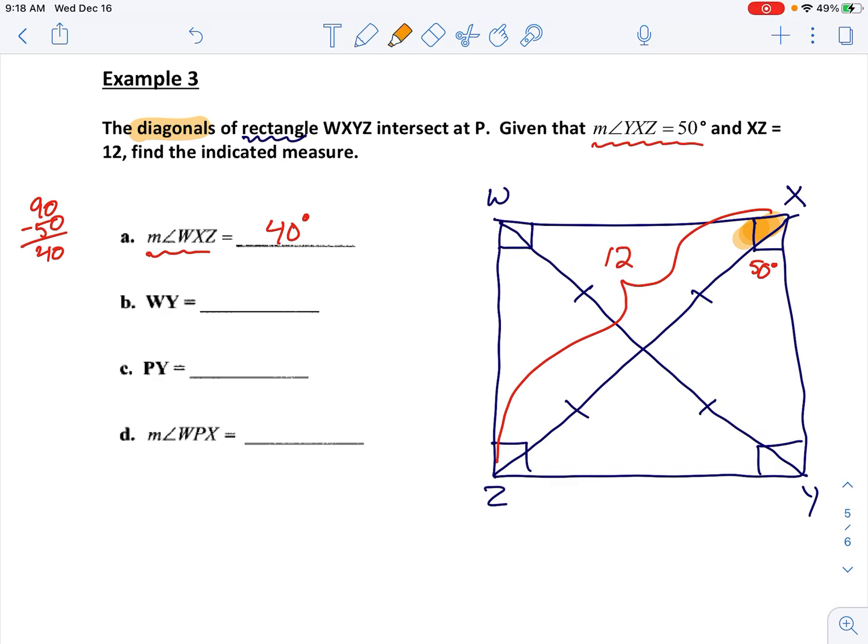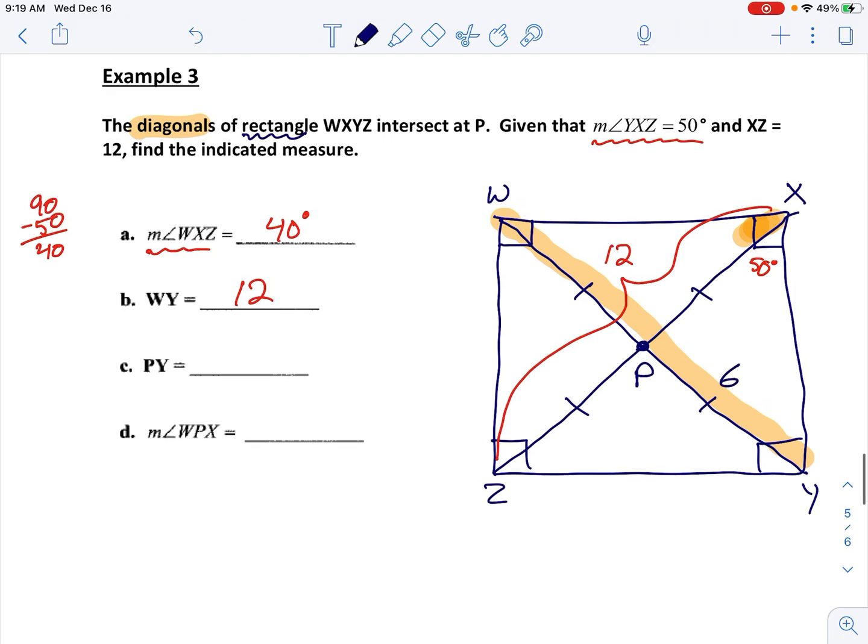WY. So WY is this big diagonal here. Now, I know the diagonals must be congruent, so if that one's 12, this other one must be 12 as well. PY. Where did P go? Oh, they intersect at P. Let me add that. So let's say here in the middle, that's P. So if I want PY, well, the whole thing's 12, so this part has to be 6. Not too bad.